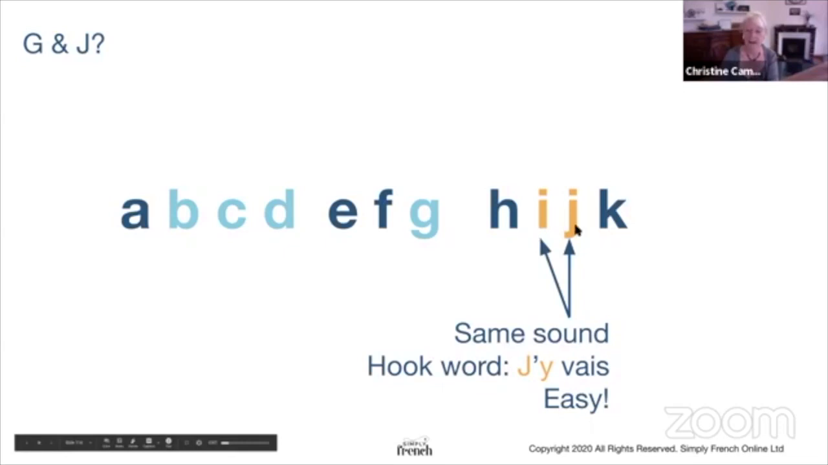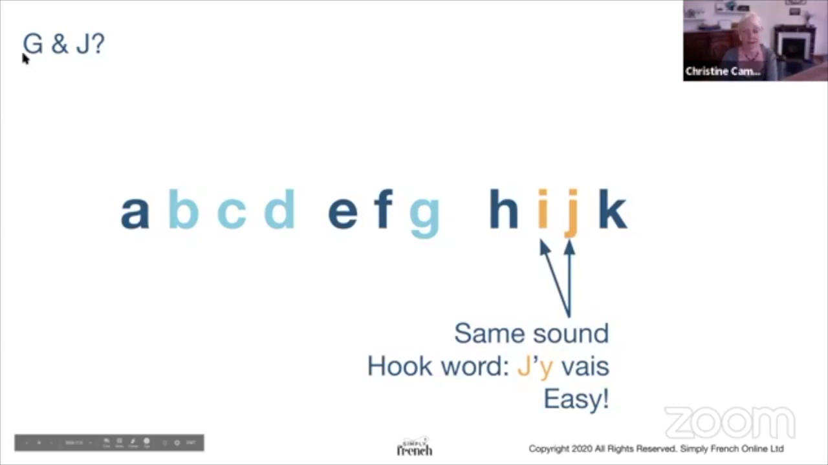How do you remember it's E and G? Well, they're together in the alphabet. They look the same. They sound the same. And I also say EG is easy. EG is easy. Oh, how easy is that? So simple as that one.